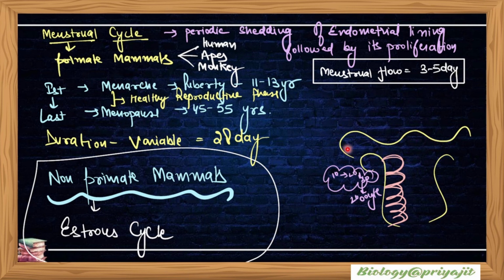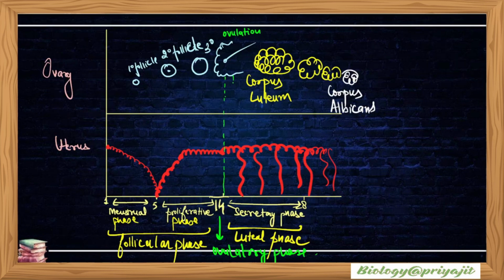This is the uterus. This is the primary, secondary, and tertiary oocyte, and the secondary oocyte will be released. The image shows the ovarian changes and the uterine changes during the menstrual cycle. What happens in the ovary? From the primary follicle, the secondary follicle and tertiary follicle are produced, and just after ovulation, the tertiary follicle will be transformed into the Graafian follicle. Then corpus luteum, corpus hemorrhagicum, and ultimately corpus albicans will form.